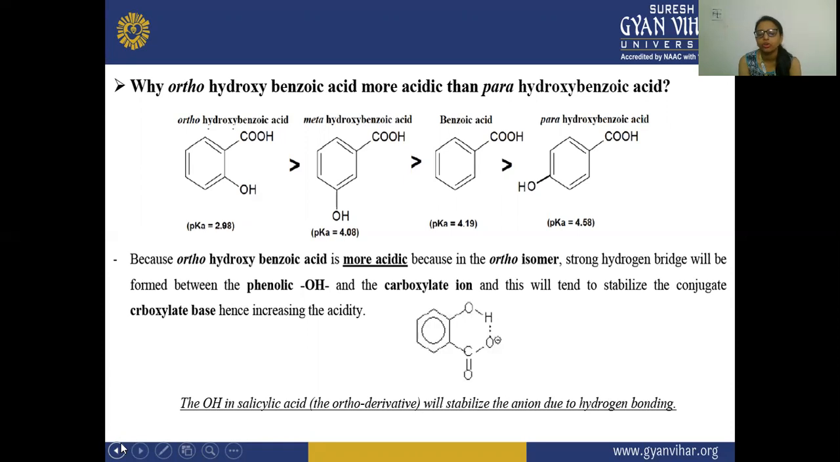So in the structure of this ion and this hydrogen bonding that is forming, the OH in this salicylic acid is stabilizing the anion of this carboxylate ion. Due to this hydrogen bonding it is stabilizing. That is why ortho-hydroxybenzoic acid is more acidic than para-hydroxybenzoic acid.